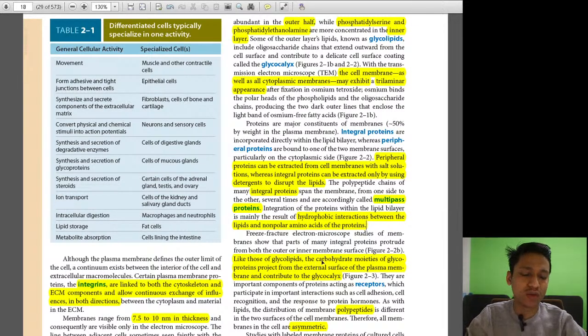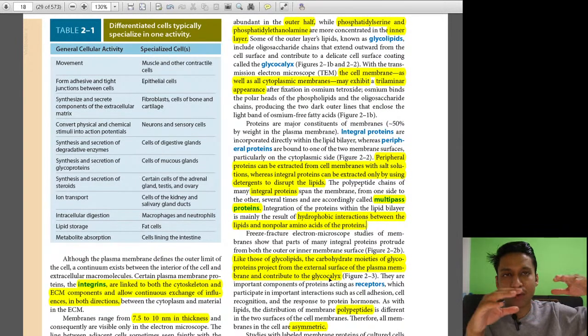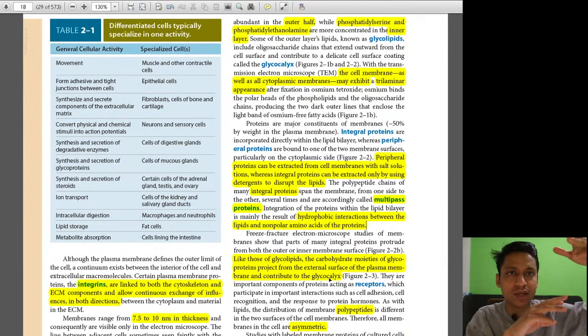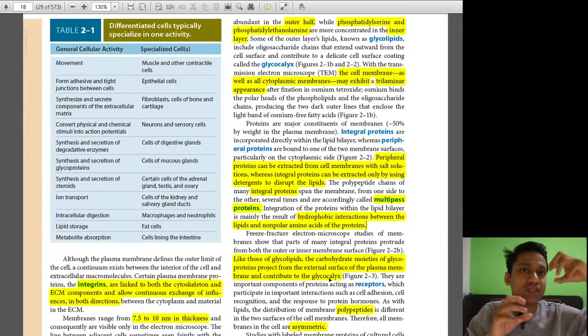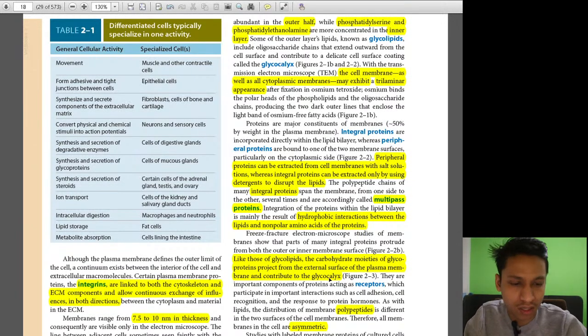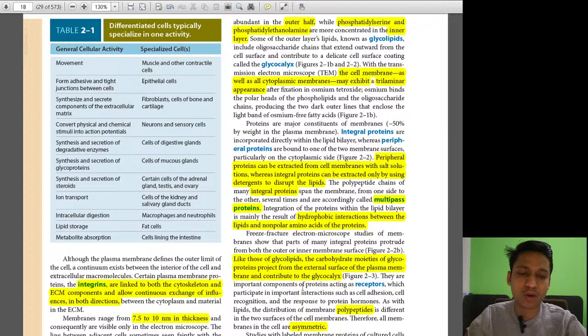Like those of glycolipids, the carbohydrate moieties of glycoproteins project from the external surface of the plasma membrane and contribute to the glycocalyx. So, as we read about the glycocalyx already, some glycolipids from the outer layer protrude outward and give a coating structure. As integral proteins are also observed protruding outside, they also contribute to the appearance of the glycocalyx.